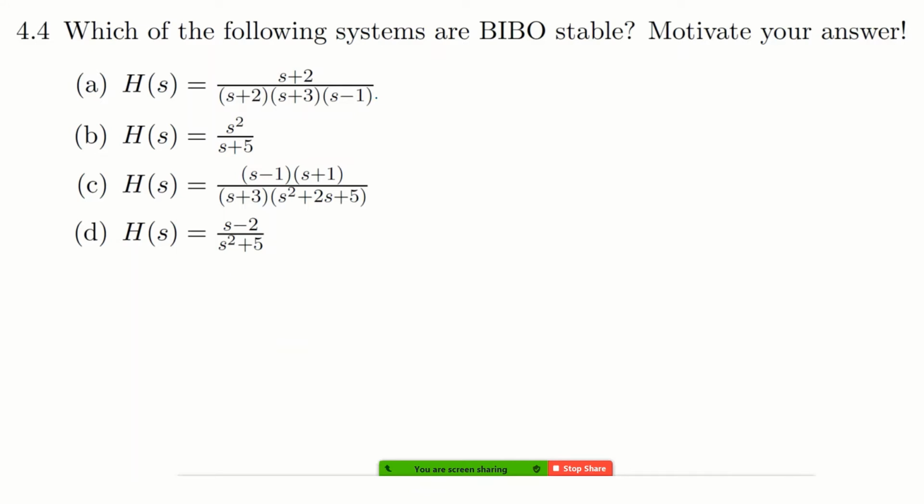Okay, so for this one, I want to check the poles. Here we have 3 poles. The first pole comes here when s plus 2 is 0, so we can conclude s equals minus 2. So one pole is at s equals minus 2. I can do the same. The second pole is at s equals minus 3. And the third pole is where s equals plus 1.